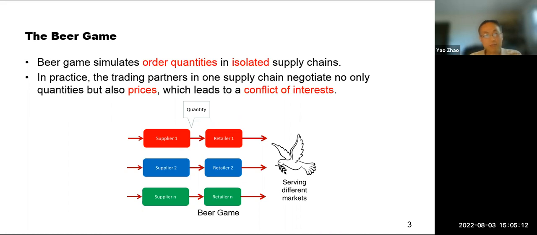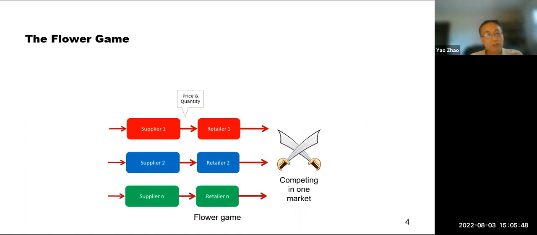Now, but you miss something. In practice, the trading partners in one supply chain negotiate not only the quantities, but also the price, the wholesale price, for example. Now, if you introduce price into the game, it's going to change the game completely because it's going to introduce a conflict of interest. The reason being, as trading partners in the same supply chain, the suppliers always want to raise the wholesale price, while the retailers will always want to reduce the wholesale price. That puts them into direct conflict. And this is what the FloraPark simulation captured.